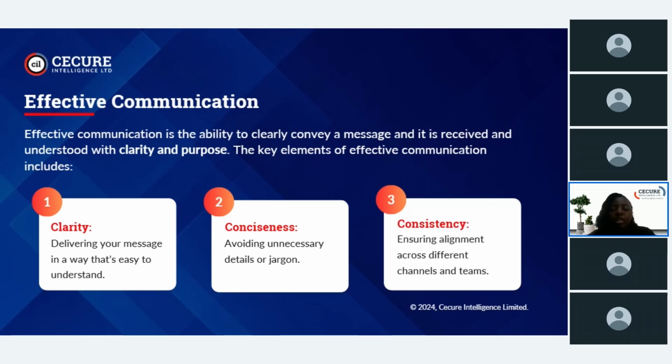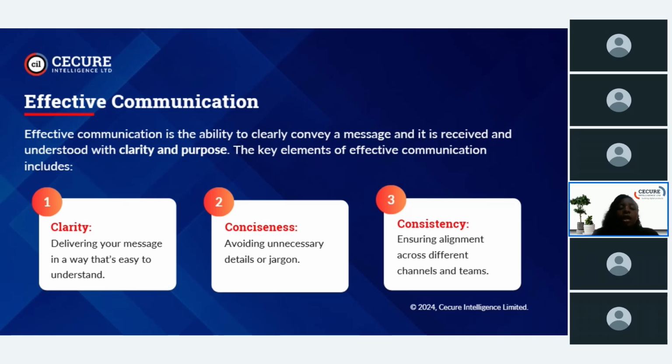Now, what do we understand by effective communication? From the resources I've been able to gather, things I've read in books and online, I know some of us already know what effective communication means. However, I'll state it in a sentence. For the sake of this webinar, effective communication is the ability for you to clearly convey a message, and it is received and understood with clarity and purpose.